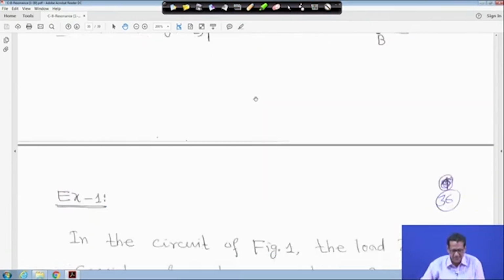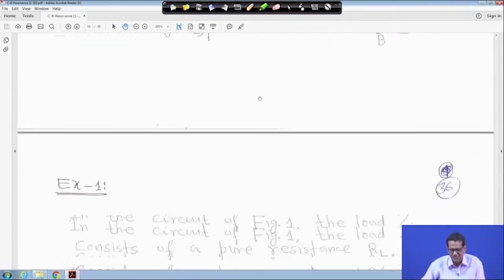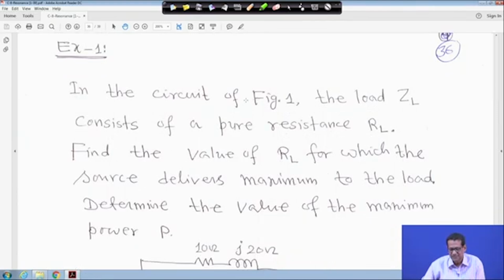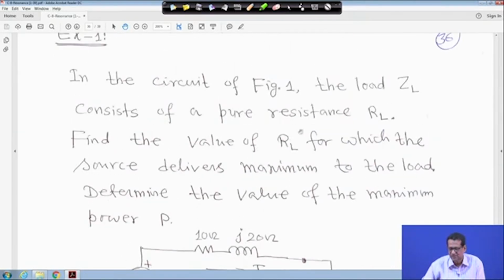Now with this we will take a few simple examples, 3-4 examples. Suppose in the circuit of figure 1, I will show you, the load ZL consists of a pure resistance RL. Find the value of RL for which the source delivers maximum power to the load. Determine the value of the maximum power P also. So let me clear it.